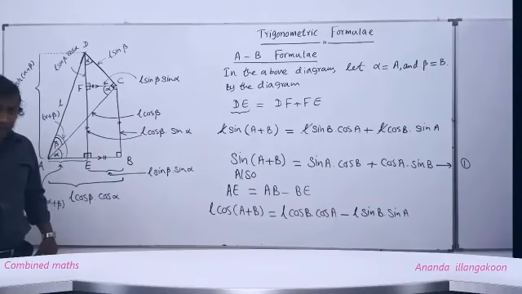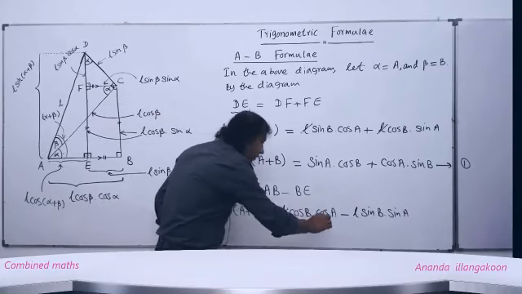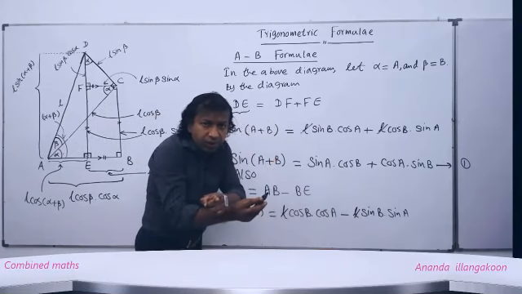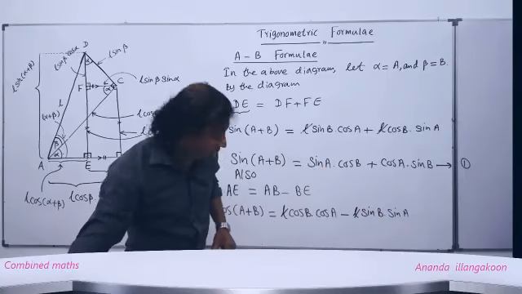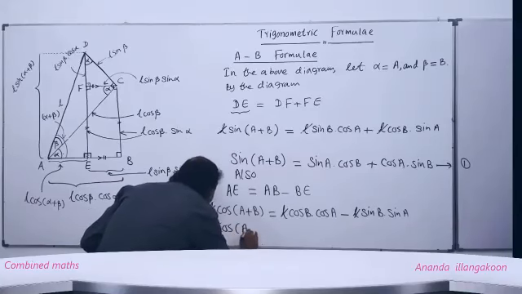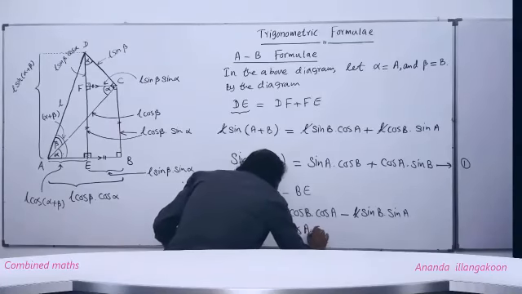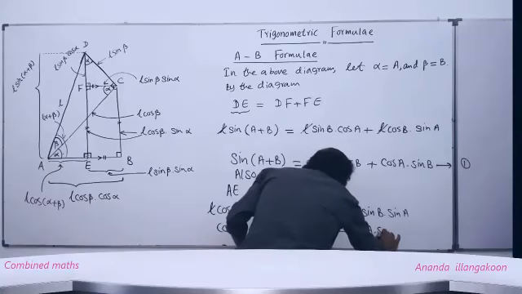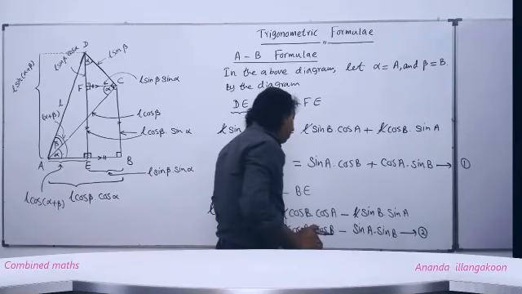Okay, people. Now, as before, we can divide both sides by L. Then this L and this L you can cancel. This cos B cos A product we can interchange as cos A cos B. Sin B sin A product we can interchange as sin A sin B. So then we get cos A plus B. Cos A plus B is therefore equal to cos A cos B minus sin A sin B. This is number 2.